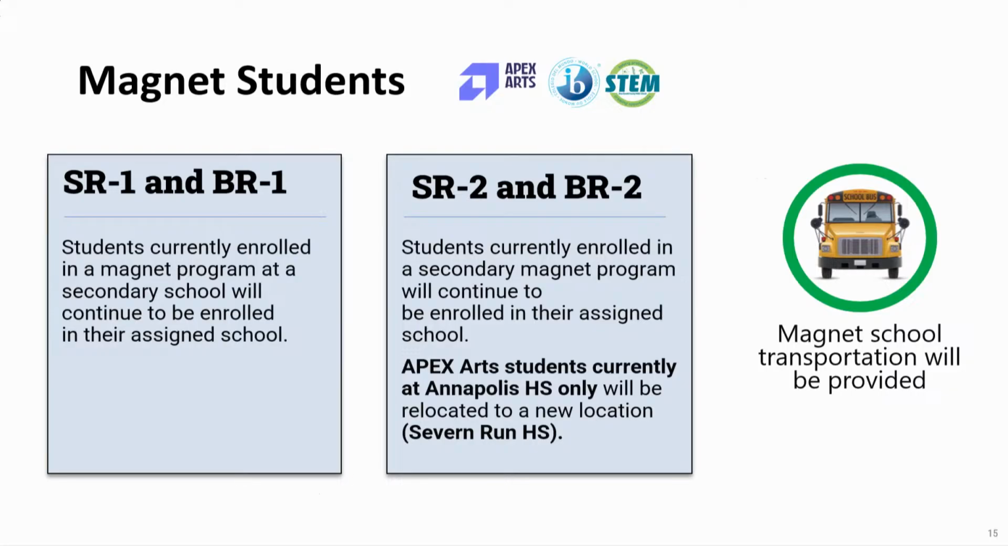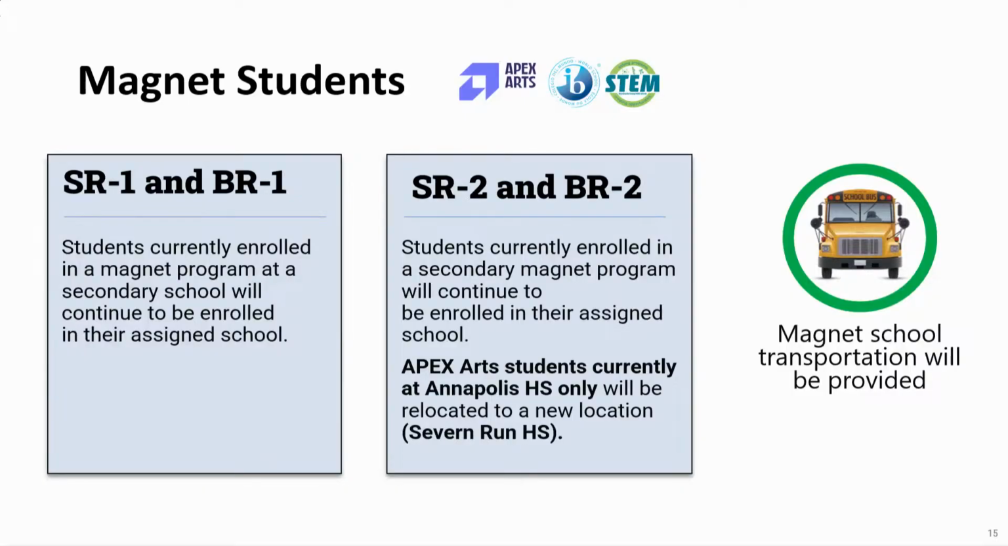Current magnet school students' assignments will be honored. Students currently enrolled in a magnet program at a secondary school will continue to be enrolled in their current assigned school. Magnet school transportation will continue to be provided. For example, under all 4 recommendations, magnet students whose home school is currently Annapolis High School and who is enrolled in the Annapolis High School IB program will remain enrolled at Annapolis High School regardless of boundary assignment changes.